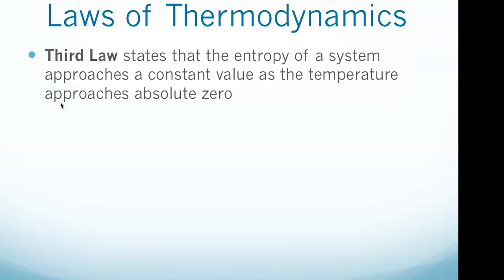The third law states that the entropy of a system approaches a constant value as the temperature approaches absolute zero. With the exception of non-crystalline solids, which are glasses, the entropy of a system at absolute zero is typically close to zero and is equal to the natural logarithm of the product of the quantum ground states.